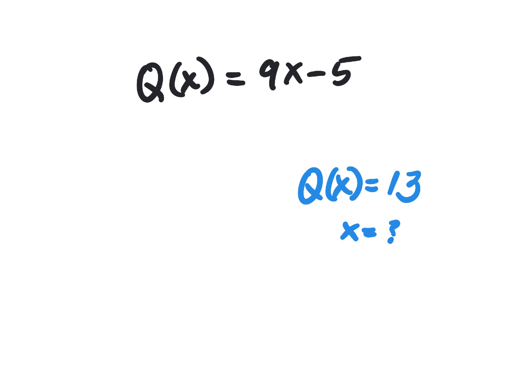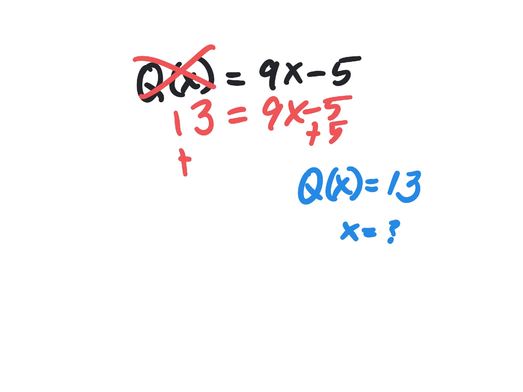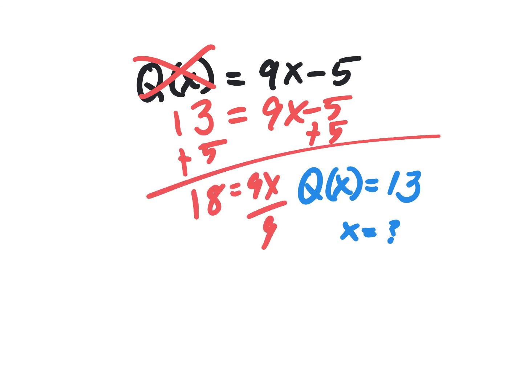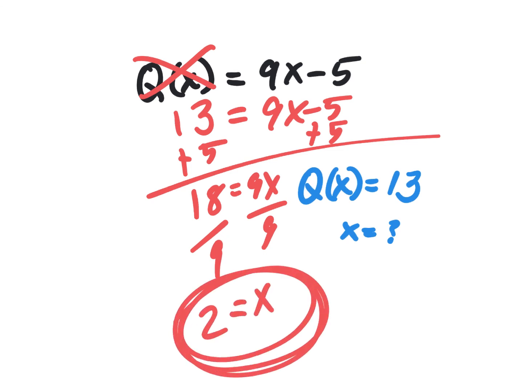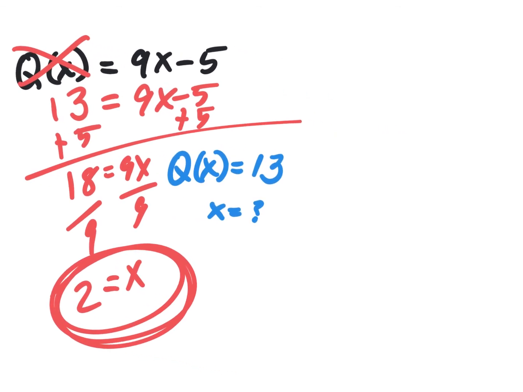Max, tell me how to do this. Okay, so I put in 13 equals Q of x. And then plus 5 on both sides. And then divided 18 by 9 and got x equals 2. Raise your hand if you had that one right. Okay, good. All right, so I think you're getting it.